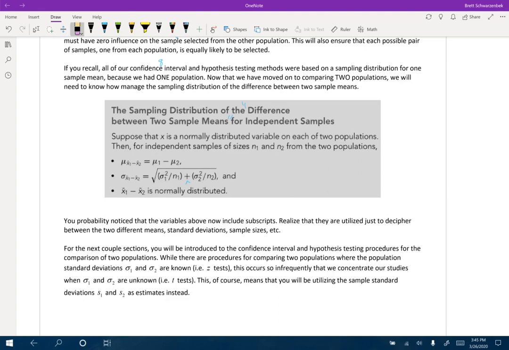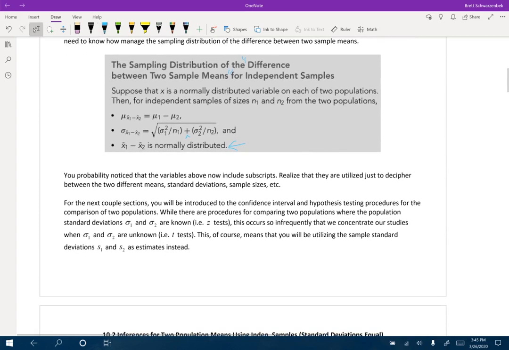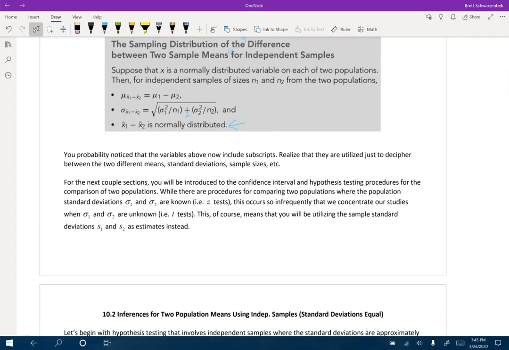But the one thing really to take out of this is if you see these formulas, they are a key component and the subscripts are going to be a little bit different. Also take note that the difference has to be normal, and we will talk about that a little bit later when we do this. One side note, here they talk about how we are not going to be doing anything with z-tests when it comes to the difference between two means.